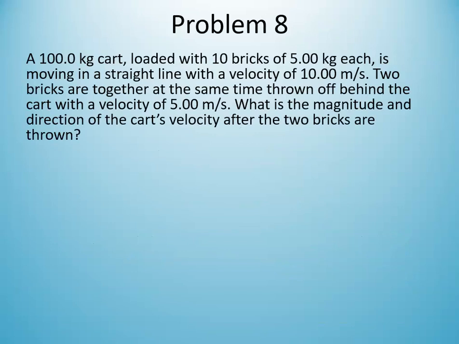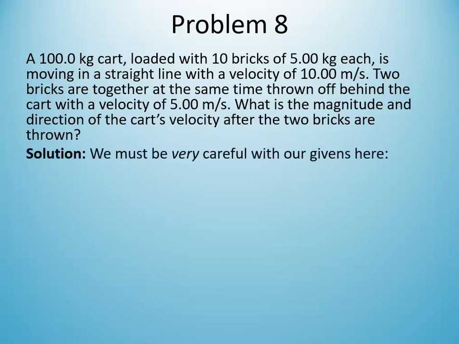So now, here is a bit of a different situation. We have a 100 kilogram cart loaded with 10 bricks that are 5 kilograms each and moving in a straight line with a velocity of 10 meters per second. And then at the same time, 2 bricks are thrown off behind the cart at a velocity of 5 meters per second. What is the magnitude and direction of the cart's velocity after the 2 bricks are thrown?